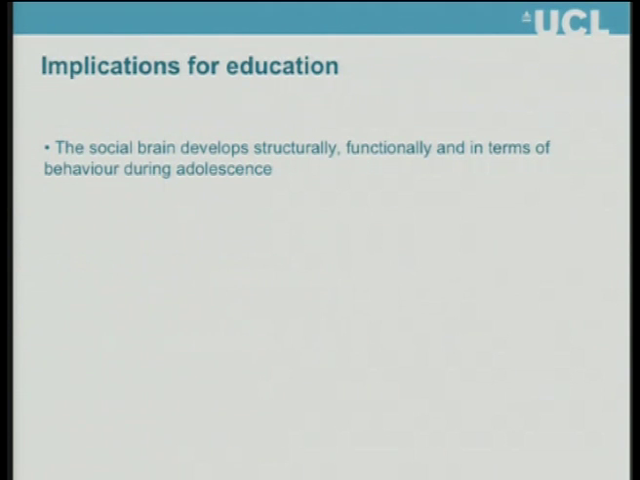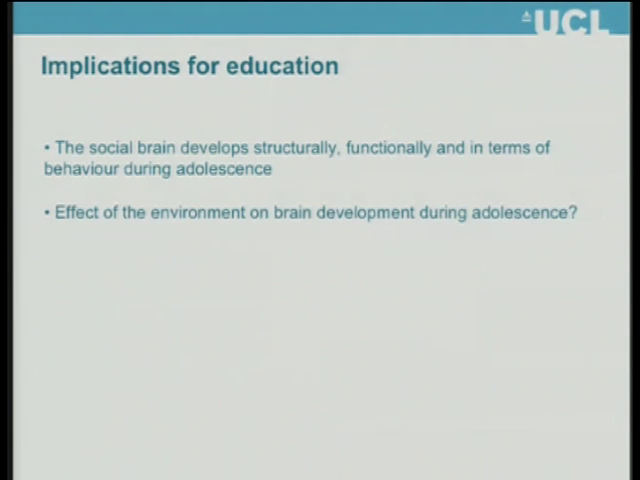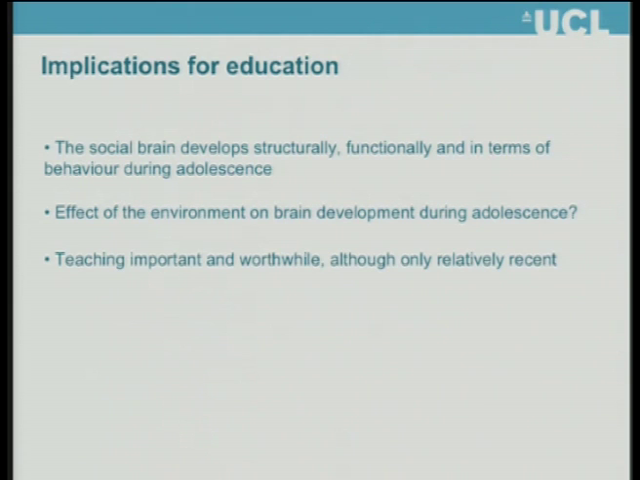My final slide. Implications for education. We know that the social brain is developing during adolescence. We assume there might be influences of the environment on brain development during adolescence, but we have no idea yet what they are. This research suggests that teaching is important and worthwhile, crucial during adolescence, and yet the idea that adolescents should go to school is a very new and recent idea, and in some countries most adolescents still don't go to school and don't receive education.